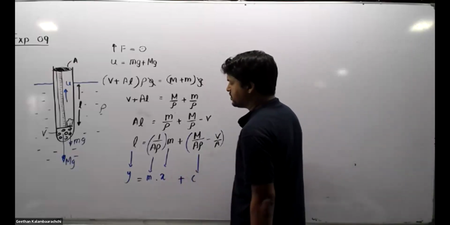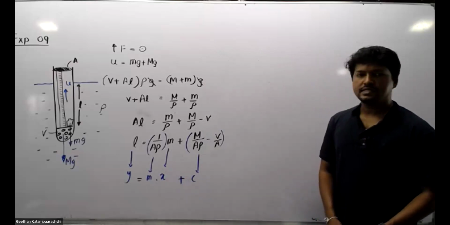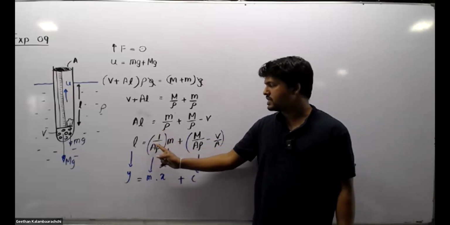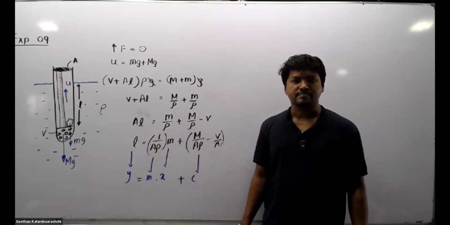So by plotting the graph, how do you get the density of the liquid? From the gradient. So what else do you need to know to get the density of the liquid?